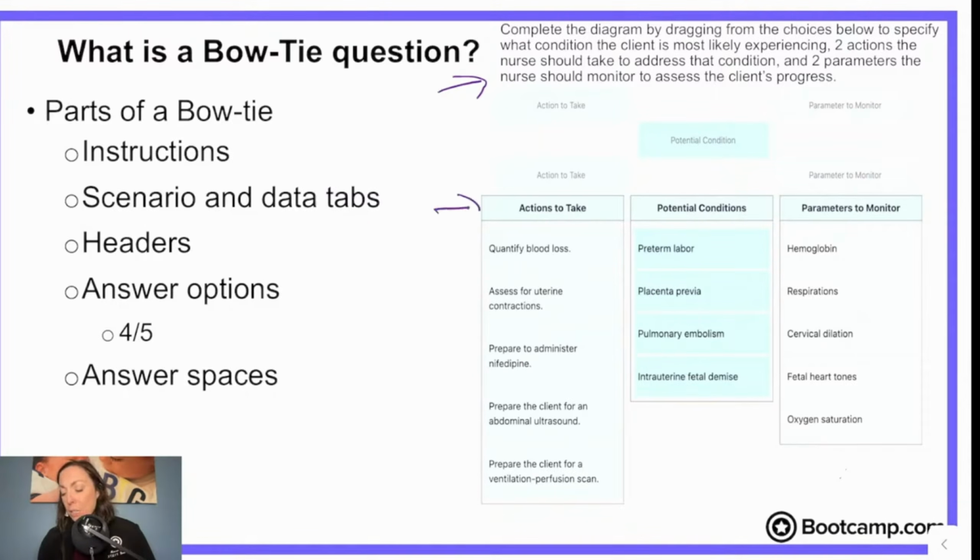Then you have these headers that you see here. You are given actions to take, potential conditions that they're experiencing, and parameters to monitor. Each of these answer options on the side is going to have 4 to 5 choices, and then you'll have 4 in the center here for what their potential condition is. And then of course our answer spaces are up here at the top. You'll drag your responses in there, and it's going to make what looks like a bow tie.